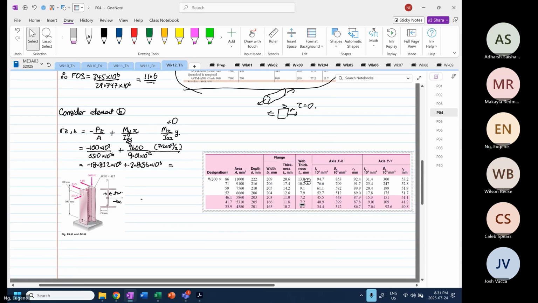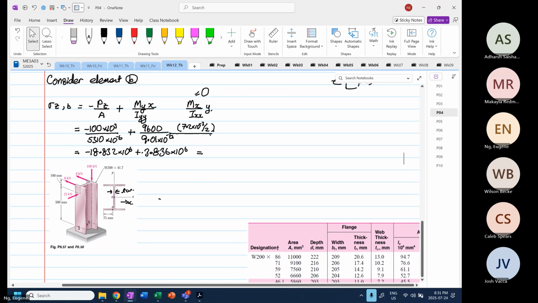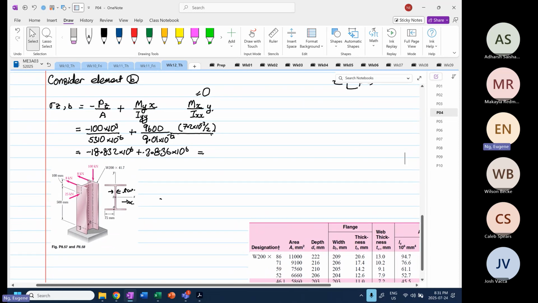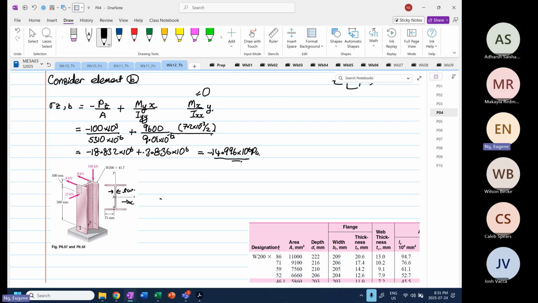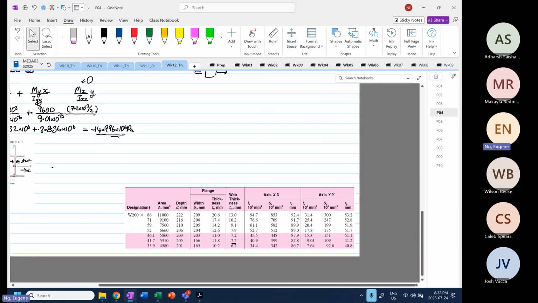Okay, so the normal stress that we can see now is equal to minus 18.832 plus 3.836, which is equal to minus 14.996 times 10 to the power 6 Pascal. Okay, let me do it again. Minus 18.832 times 10 to the power 6 plus 3.836 times 10 to the power 6. Yep, minus 14.996.